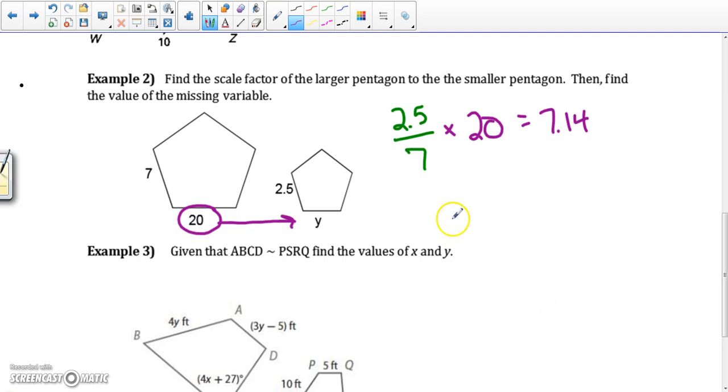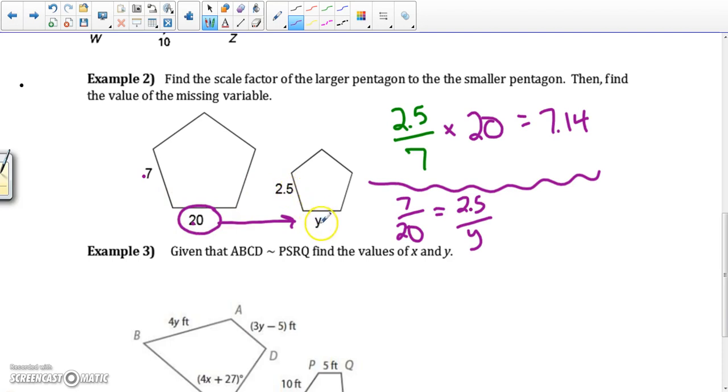The other way, that's a little easier in certain situations, is we can just set up a proportion. So we know that 7 is to 20 as 2.5 is to y. That's a proportion that matches up. So then we can cross multiply. We get 7y equals 50. Divide both sides by 7, and we get the same answer as above.